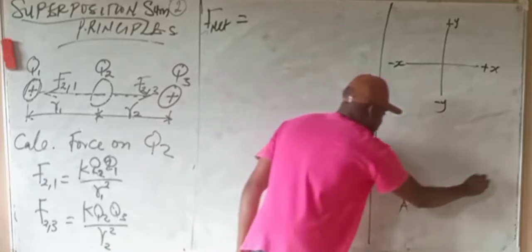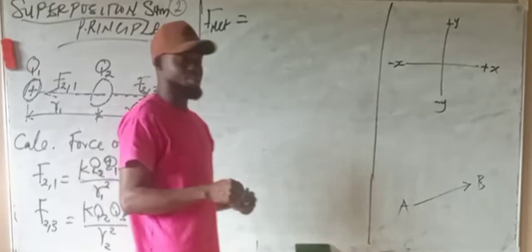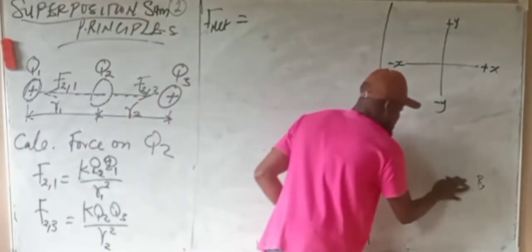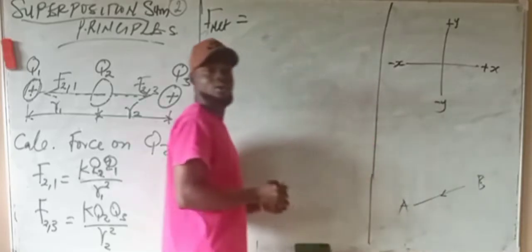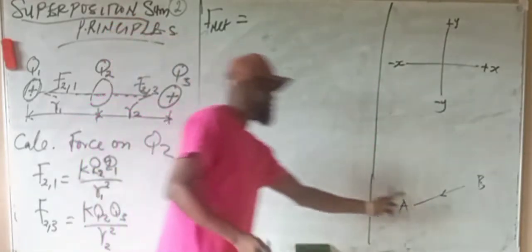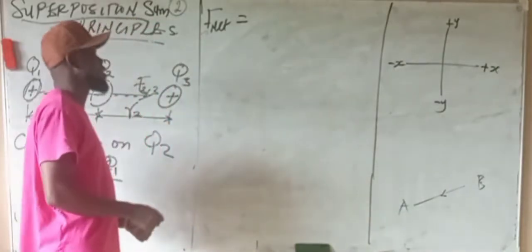If I say A, B, this one is moving from A to B. If I change the arrowhead, this one is moving from B to A. The line tells us the magnitude, and the arrowhead will tell us the direction of the vector.